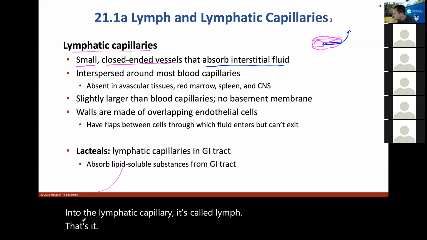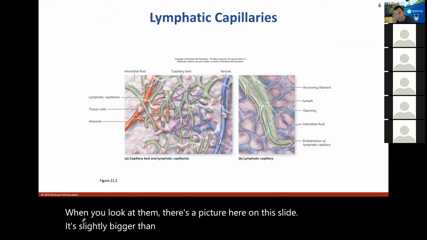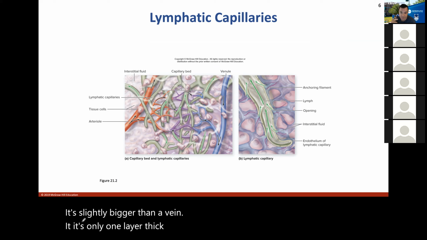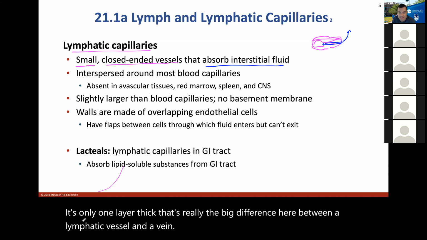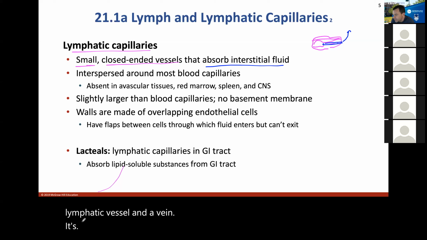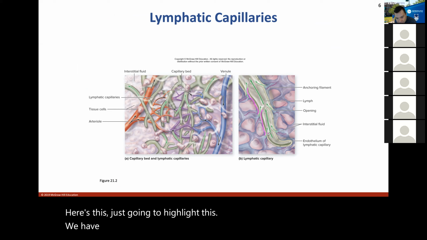When you look at them, and there's a picture here on this slide, it's slightly bigger than a vein, but it's only one layer thick. That's really the big difference here between a lymphatic vessel and a vein. It's very, very thin. And as you can kind of see here, I'm just going to highlight this. We have overlapping that occurs here.